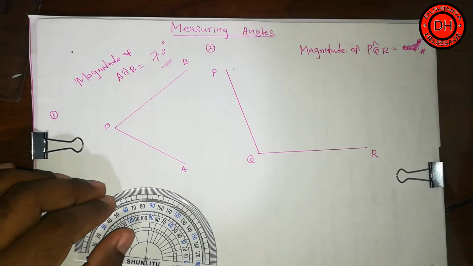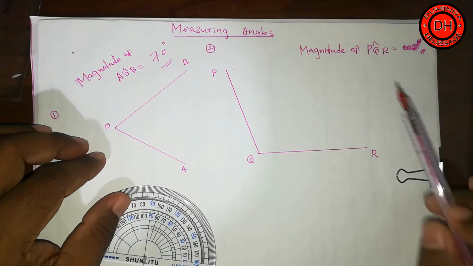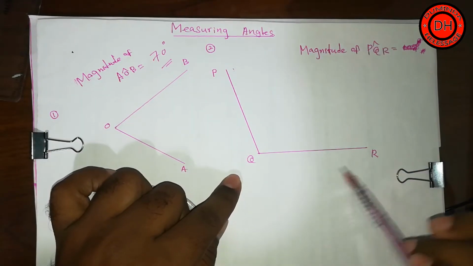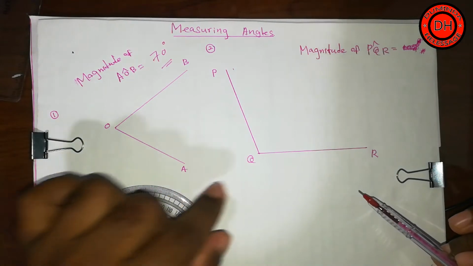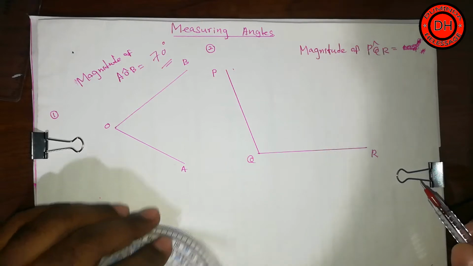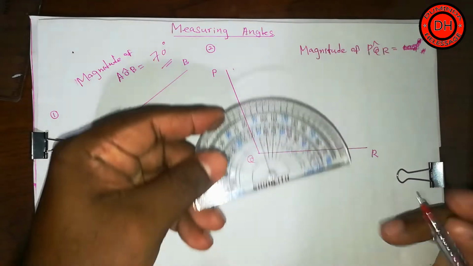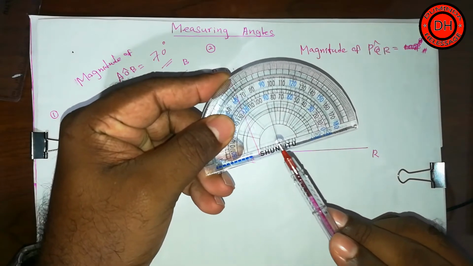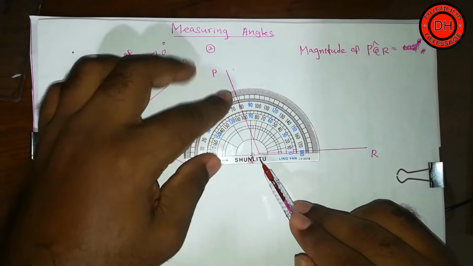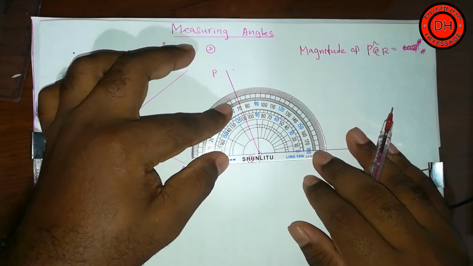We have another angle here, PQR. I am going to measure the magnitude of the angle PQR. So, QP and QR are arms of the angle and Q is the vertex of this angle. When you measure the magnitude of the angle, place the protractor so that the origin point and the baseline coincide with the Q vertex and the arm QR, like this.